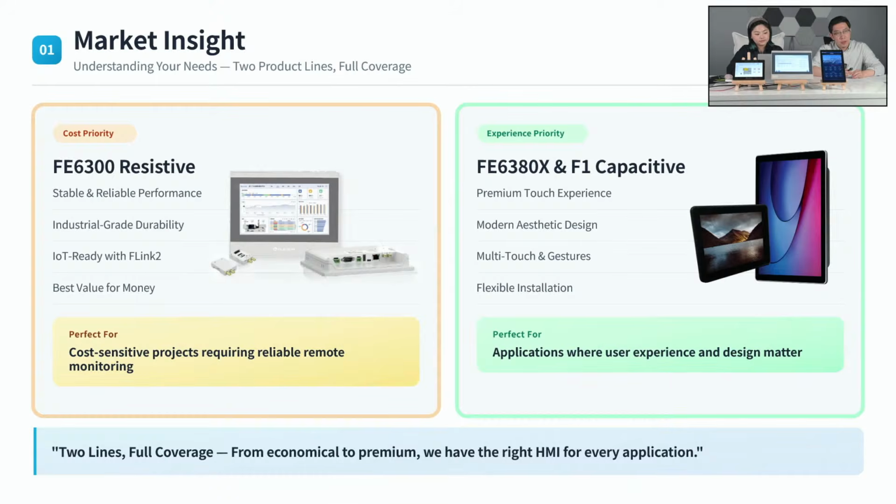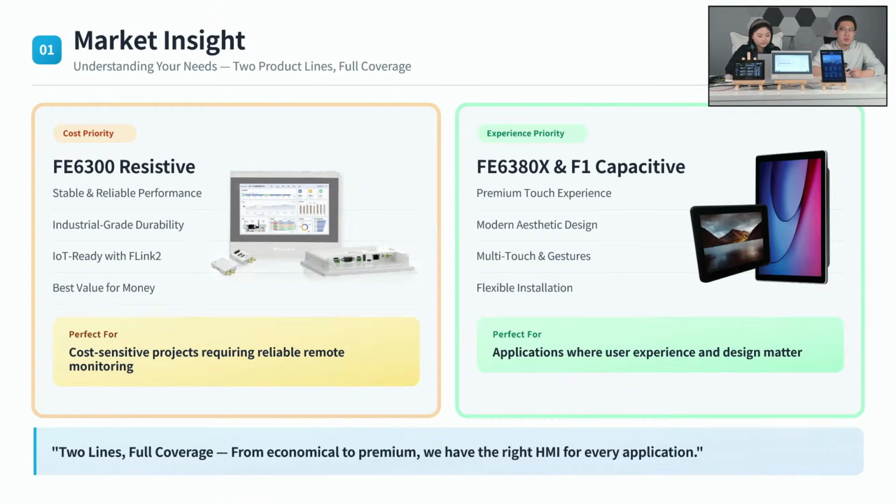And for this type, we recommend you use our FE6300 series panel. And the second part is about some customers, maybe they care about the user experience, and they want their machine to be high end, so they want the HMI to be more beautiful and easy to install, and they want to use a capacitive panel, because with capacitive they can do multiple touch, and the display performance is also very good. So for this use, we recommend you to use the FE6380X series, or you can choose the F1 series HMI.